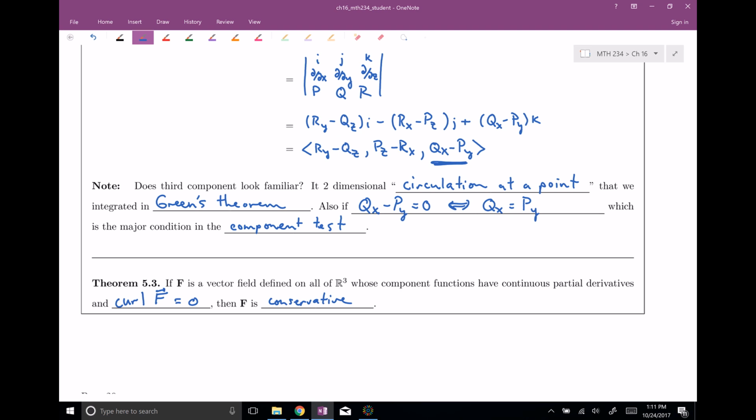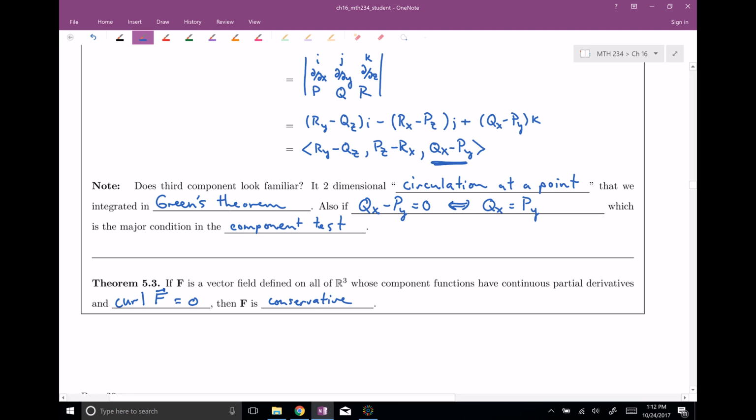And so again, we saw back for our regular component test, Q sub x equals P sub y, right? If you subtract this over, that gives you this is equal to 0. So we just basically had that the third component was equal to 0 when we were doing the two-dimensional component test. Now we're upgrading to a three-dimensional component test. And this is it: the curl of F is equal to 0.